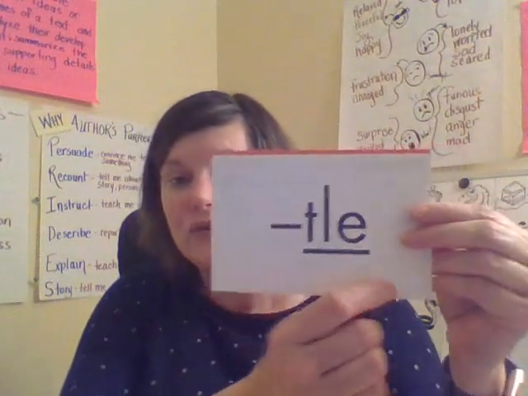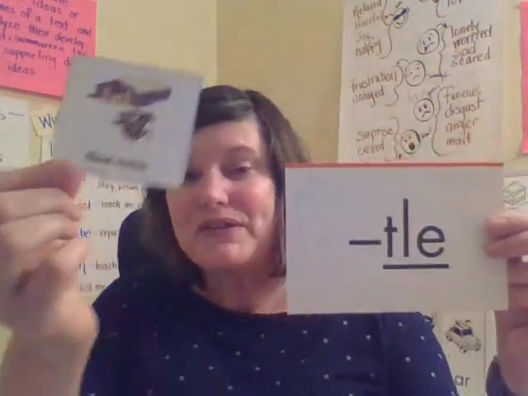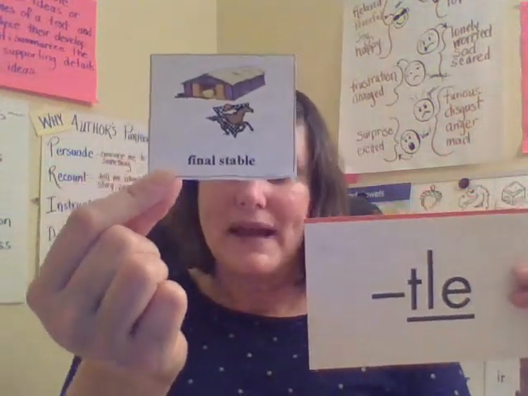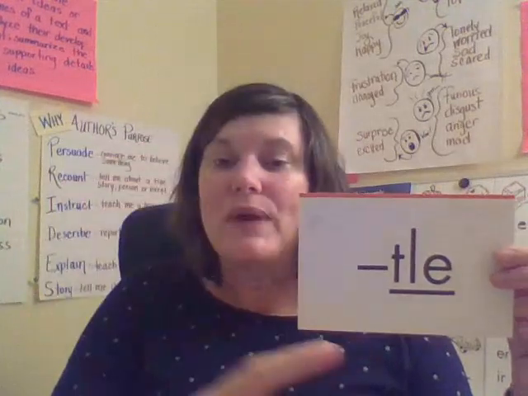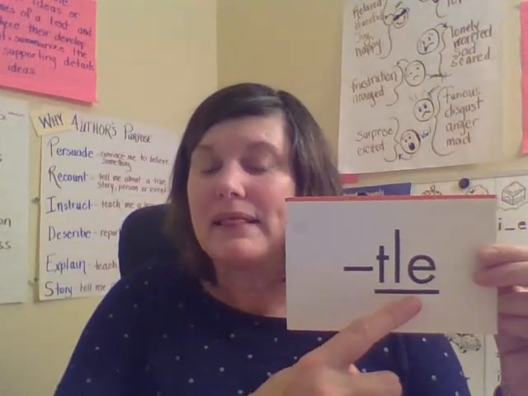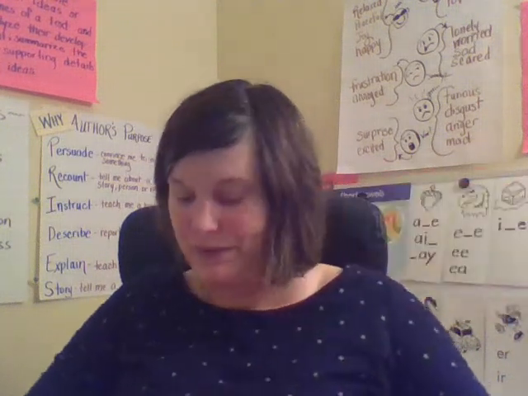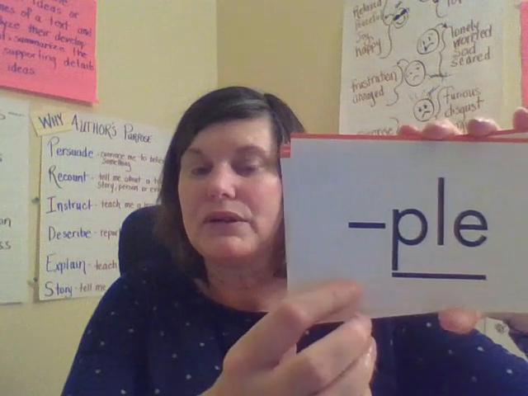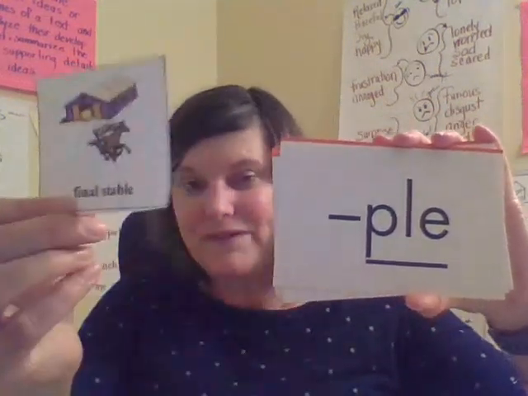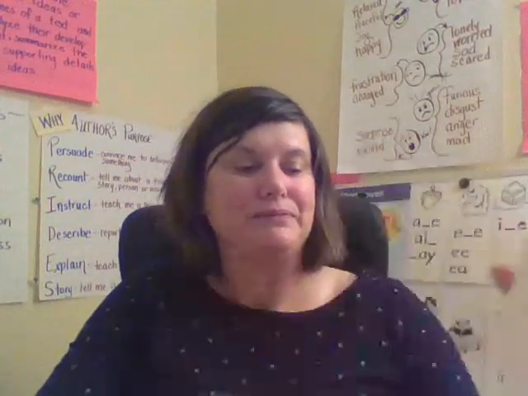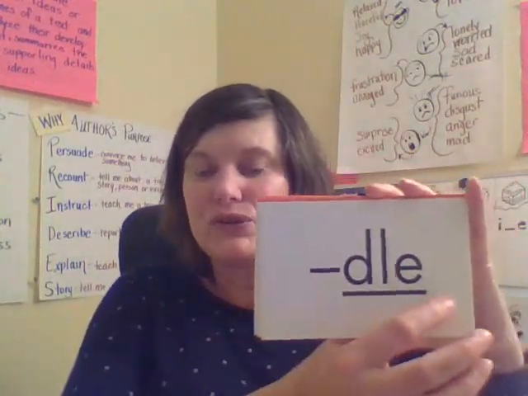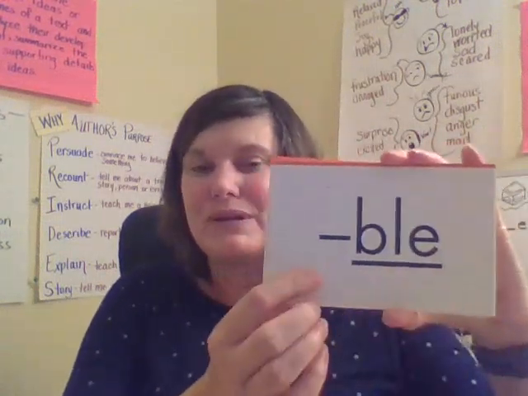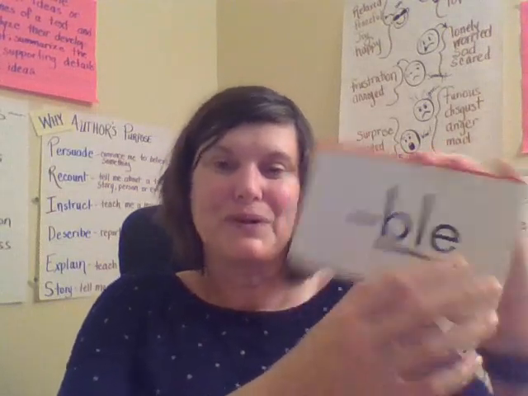Tool. Together, tool. Your turn. Good. Remember, this is a final stable syllable. A final stable syllable is when you have a consonant, LE, at the end of a word. Okay. Let's review some of our other sight syllables. Pull. Together, pull. Your turn. This is another one of our final stable syllables. Dull. Together, dull. Your turn. Good job. Final stable syllable. Another one. Bull. Together, bull. Your turn. Good job.